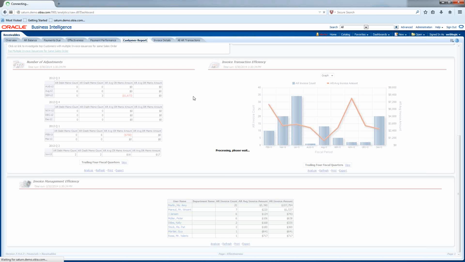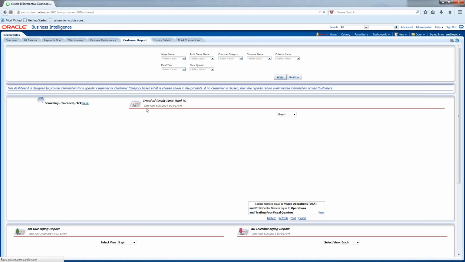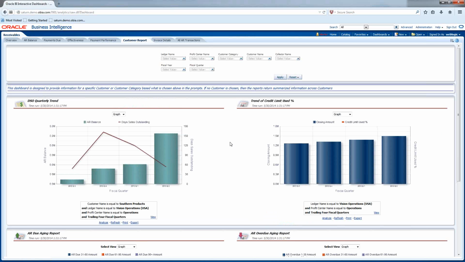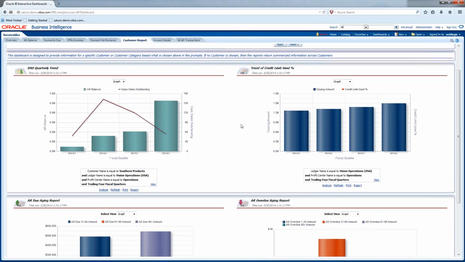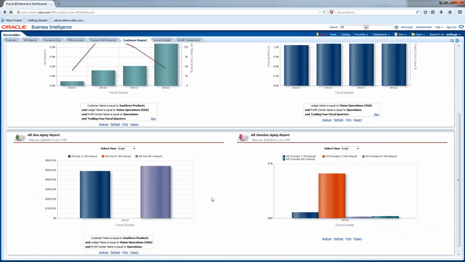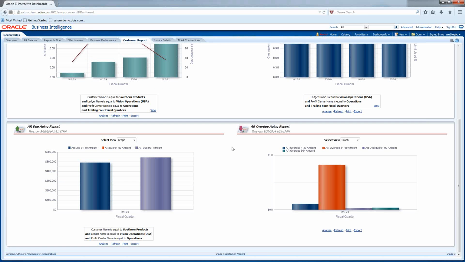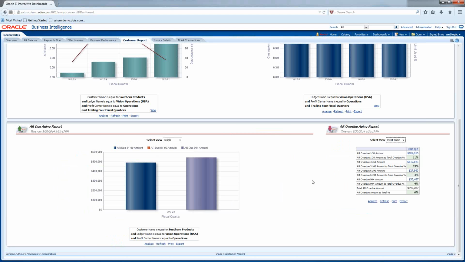Let's look at our customer report: what customers are great at paying and which ones are giving us trouble. Here's our quarterly trend. And this is our outstanding credit. This is the customers that are highly leveraged, using most of their credit. Looking down on the bottom left-hand side, we look at our AR aging in graphical form. This is our accounts receivable overdue aging report right here. Again, if you want the pivot table for the details, you can see that by period outstanding.